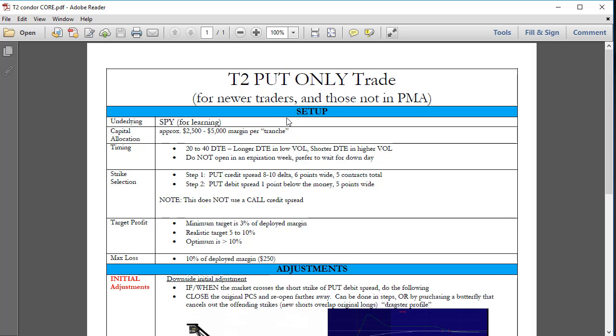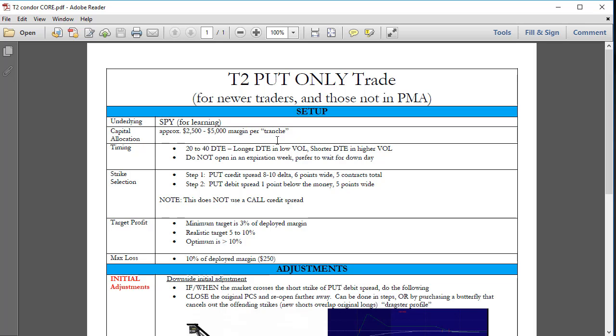Now, condors. Again, here's the setup, here's the guidelines. You'll have access to these PDFs. You can print them off. You can tweak them, adjust them to fit your own need. But again, as I said here, T1 is the simplest construct. T2 is very simple as well, but it gives you a different flavor for put only condors.